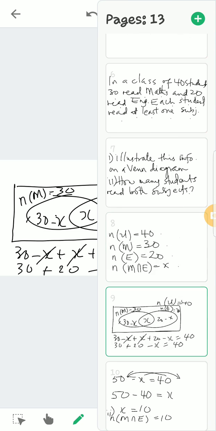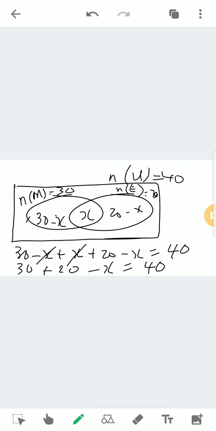So let's go on. You can see my Venn diagram clearly drawn. I'm going to explain everything for you. The first thing for you to do is to draw the Venn diagram. You draw the block, and then the two circles and the intersection. Then on top of the whole block, we have the universal set, which is 40.